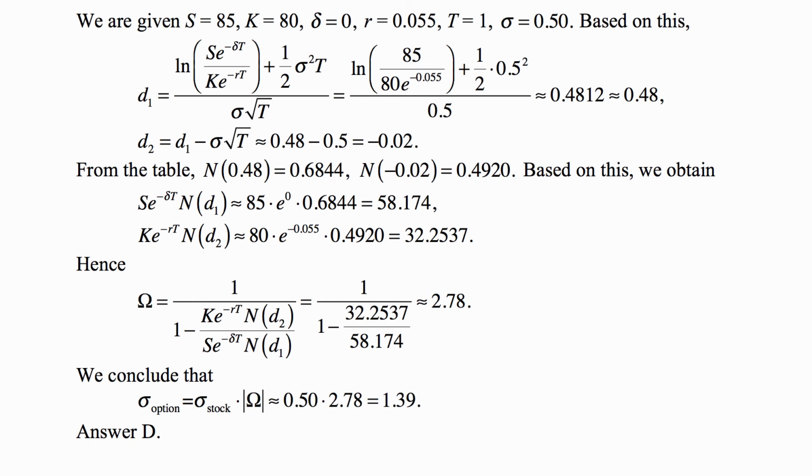So the volatility of the option is 0.50, the volatility of the stock, times 2.78 that we just calculated, which is approximately 1.39, which is answer D. It makes sense, by the way, because generally a call option is a form of a leverage bet on the underlying stock, so it has to be riskier. And as you see, volatility is much higher.